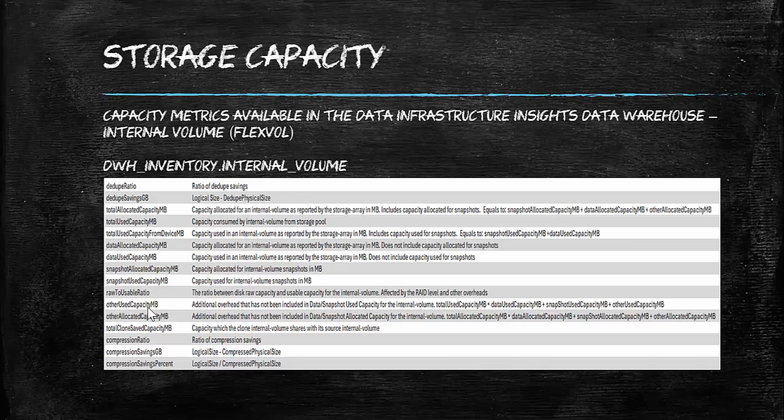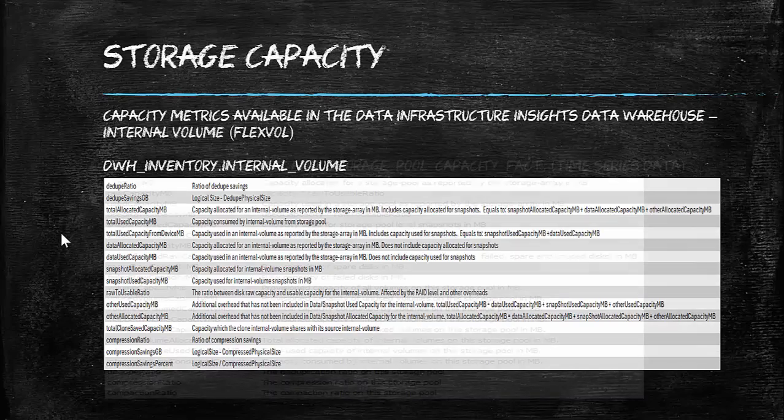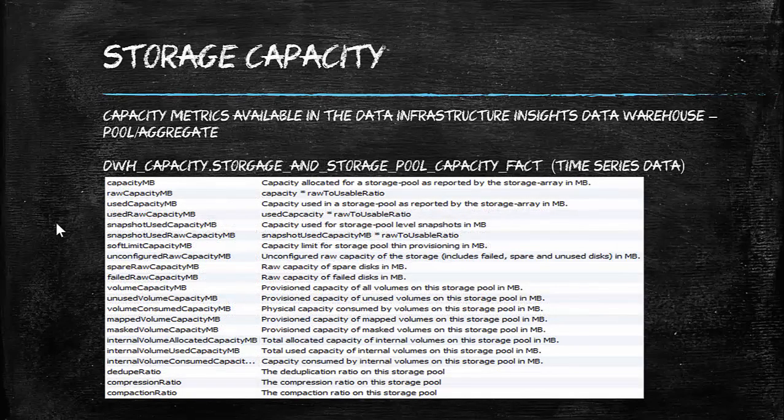We have other allocated, total clone, and then we have our compression ratios and savings. Okay, we also have our dedupe ratio and savings up the top here, not in any specific order. So again, you're getting a quick and dirty look at the schema that is published by NetApp for DII. We will do more and more of this as we proceed through the course and learn more about the reporting environment.